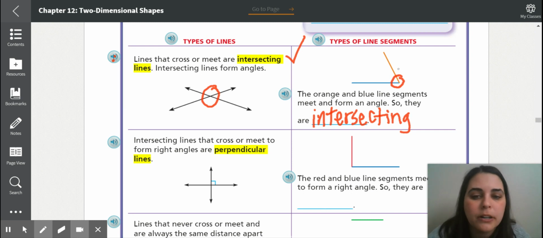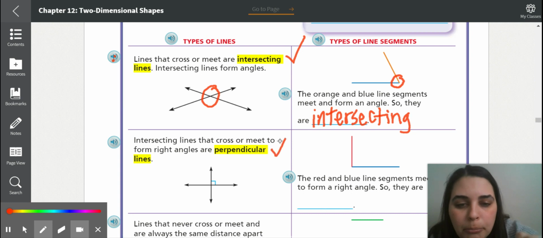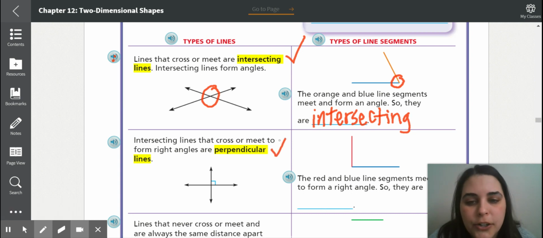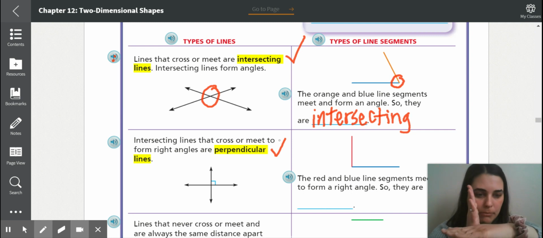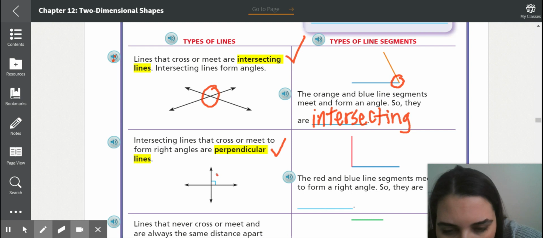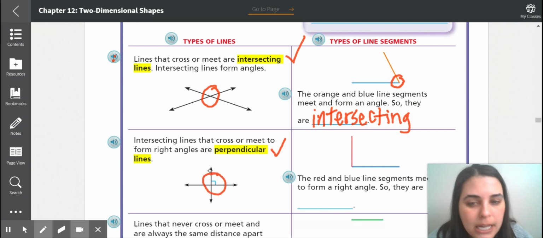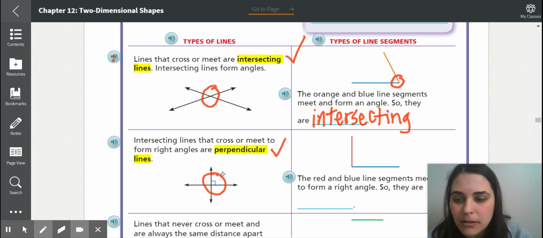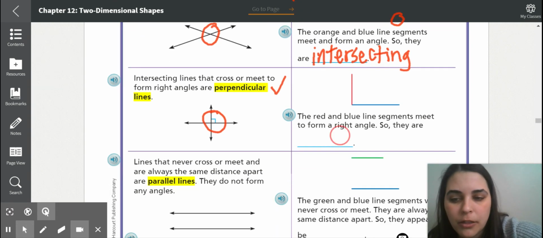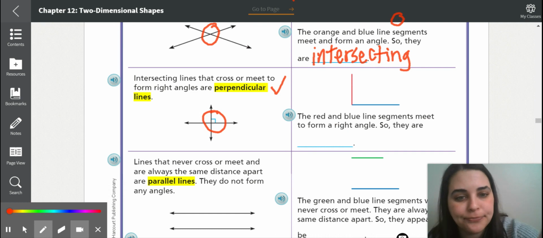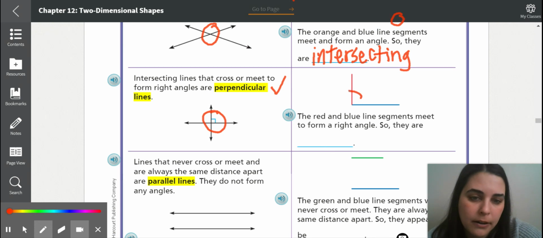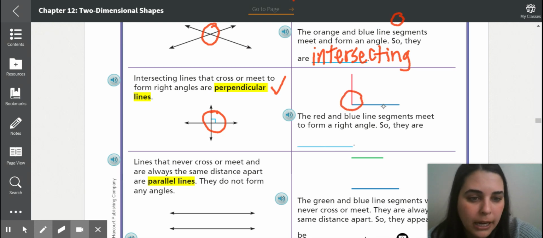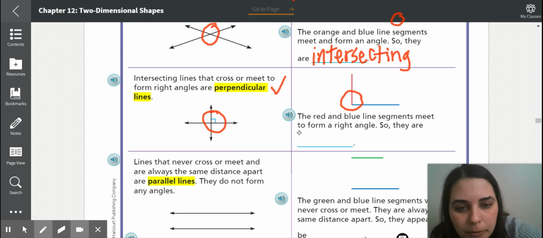The next type of lines we're going to learn about are called perpendicular lines. Those are intersecting lines that cross or meet to form a 90-degree angle or a right angle. So you can see that's where those two lines meet and they form a 90-degree angle. We would call those perpendicular. So right here, where the red line and the blue line meet, they form a right angle, so they are perpendicular.